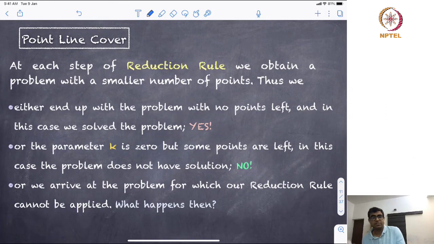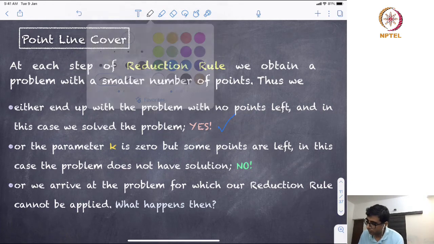So, at each of the steps of the reduction rule, we obtain a problem with a smaller number of points. If we apply this reduction rule exhaustively, what could happen? At every step we are reducing some number of points and the parameter decreases. So, we either end up with a problem with no points left, and in this case we have actually solved the whole problem, and then we can say yes, this is a yes instance.